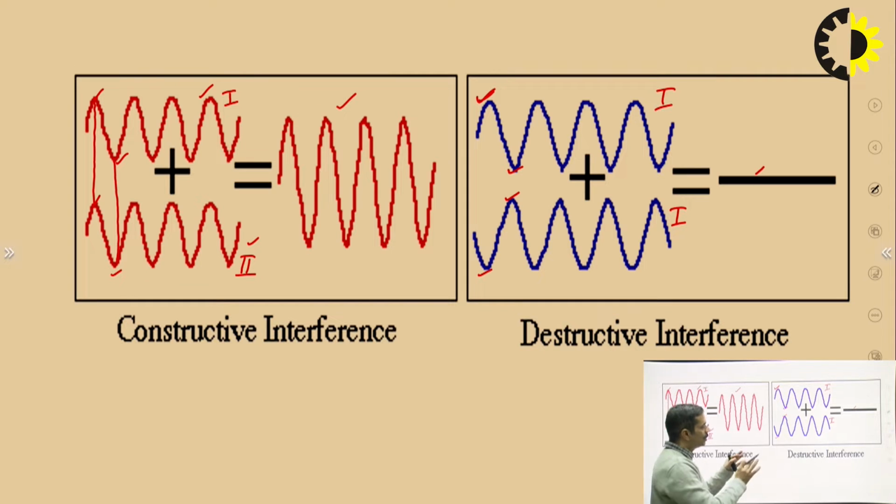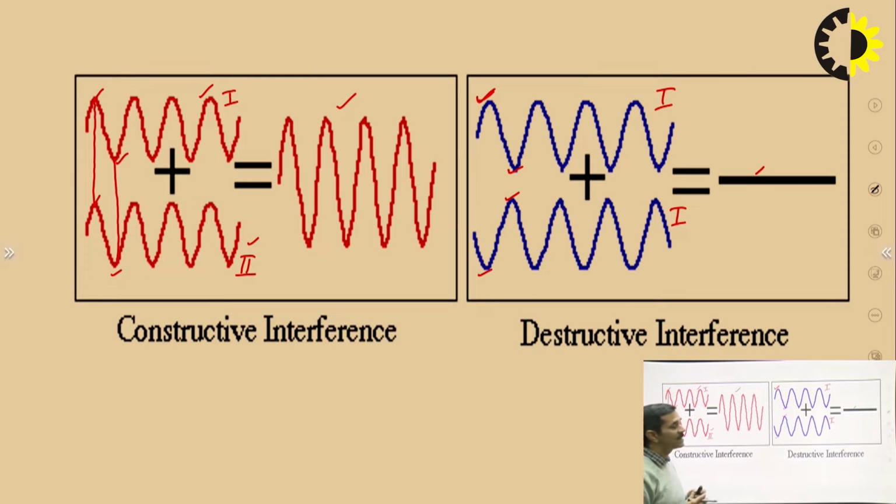That means you will have destructive type of interference. If this type of phenomenon occurs in space, that means if two opposite phase waves interfere in space, then the resultant wave amplitude or intensity will be zero, and we will have destructive type of interference.